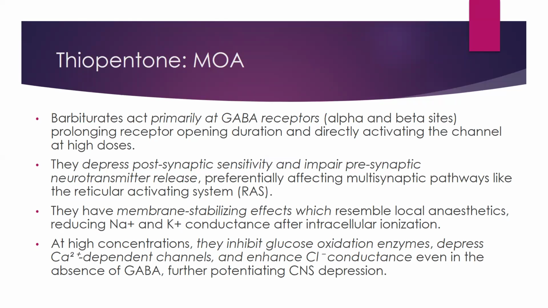They depress calcium-dependent channels and enhance chloride conductance, even in the absence of GABA. This further potentiates the CNS depression that is associated with barbiturates. So there are 4 different mechanisms by which barbiturates produce their effect, but primarily it is by potentiating or enhancing the inhibitory effect of GABA receptors, prolonging the duration of receptor opening and activating the channels at high doses.